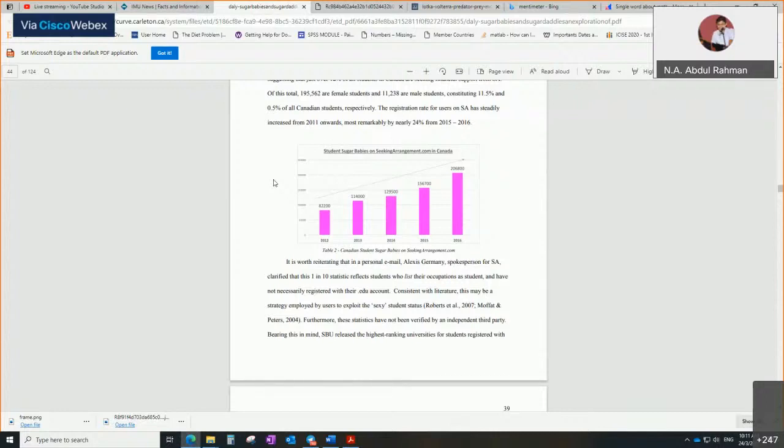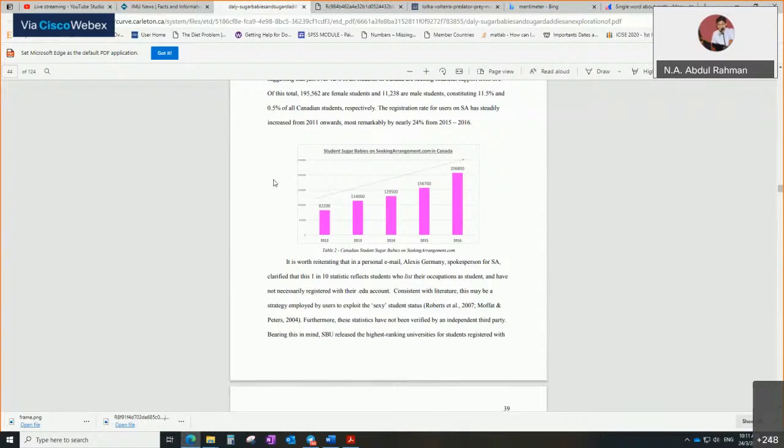So, student sugar babies. This is on seekingarrangement.com in Canada. So the way we see function here, like I said just now, we have input and output. The input that we have here is the year, and the output is the number of student sugar babies. This one is not in Malaysia, this one is in Canada. You can see that in 2012 they had 82,000 student sugar babies registered on their platform, and the number keeps increasing every year until 2016.